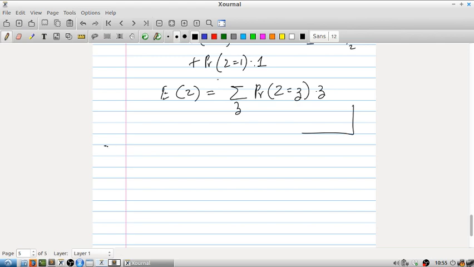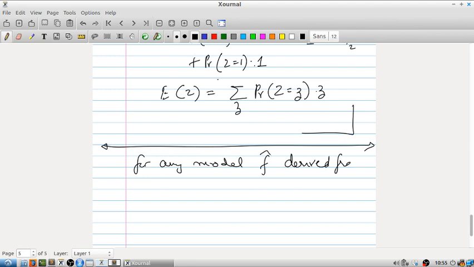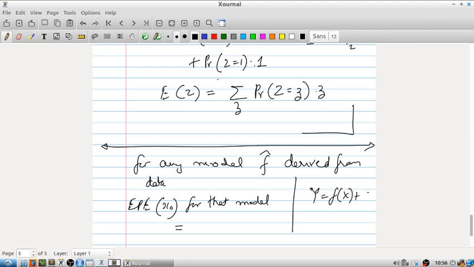But what we have discussed so far is just that for any model f hat derived from data, the EPE at x naught for that model is going to split into, and for this I'm going to say, let's say y is equal to f of x plus epsilon. For this additive model where the variance of epsilon is sigma square, this is sigma square plus bias square plus variance of f hat. That's all I wanted to get to.